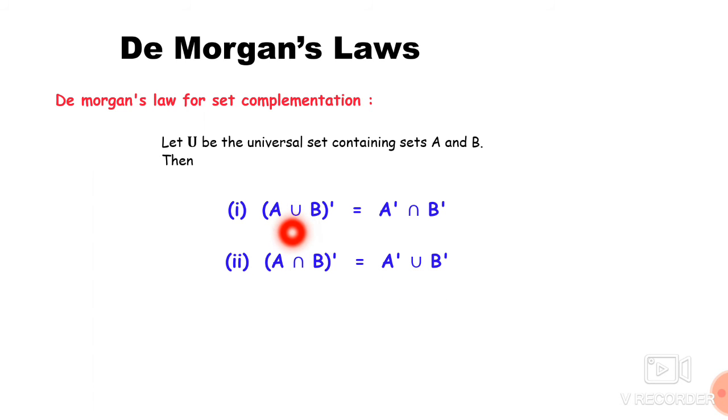When we have union and we are taking the whole complement, then both the sets have separate complements on them and the operation will become intersection. If we have intersection and we are taking the whole complement, then the sets will have their separate complements on them and the operation between them will become union. Let us take an example to prove De Morgan's law.